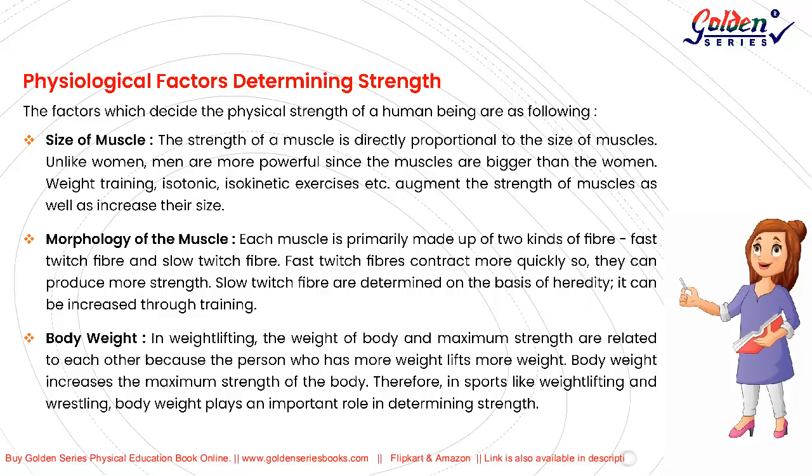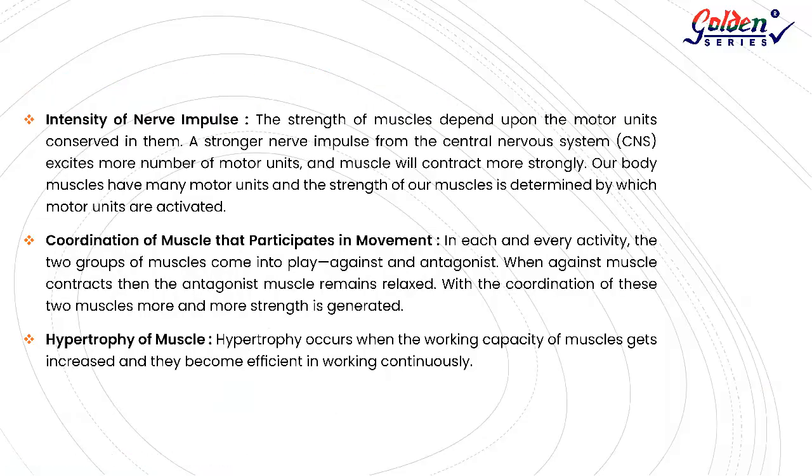Body weight. In weightlifting, the weight of the body and maximum strength are related to each other because the person who has more weight lifts more weight. Body weight increases the maximum strength of the body. Therefore, in sports like weightlifting and wrestling, body weight plays an important role in determining strength.